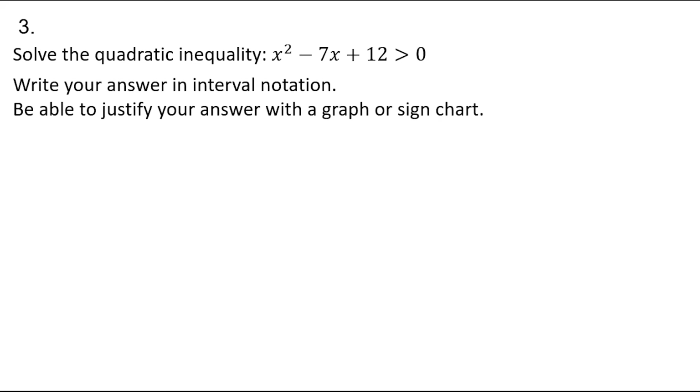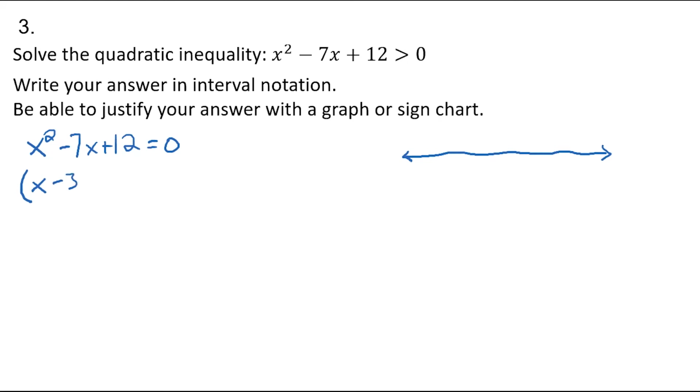Okay, so the first thing that I want to do is make my number line, just to give me an idea of where to mark off my critical values. If I factor the left side, let me write this again, and set this equal to 0, this will factor into (x minus 3)(x minus 4) equal to 0.